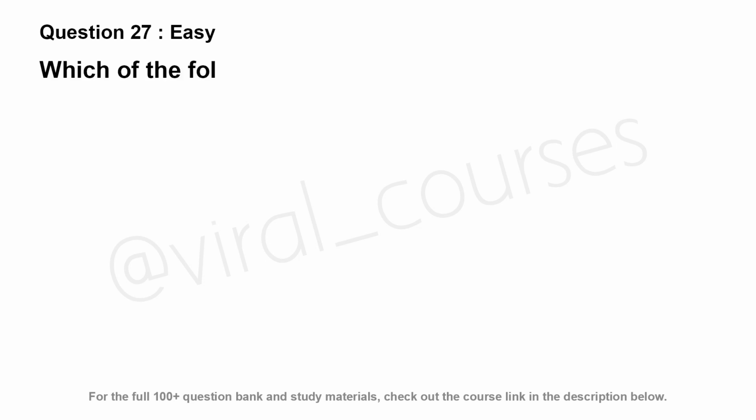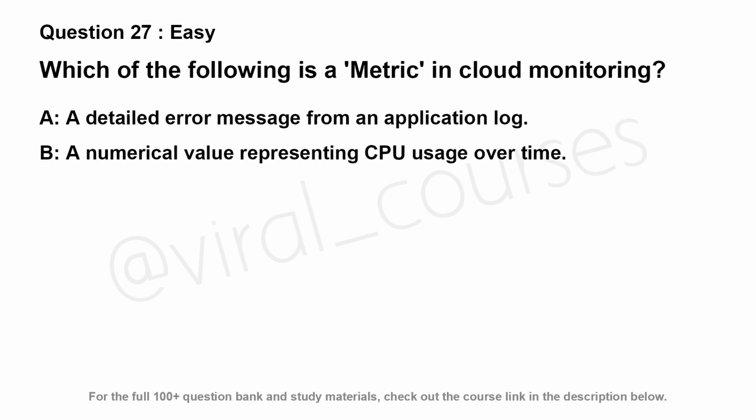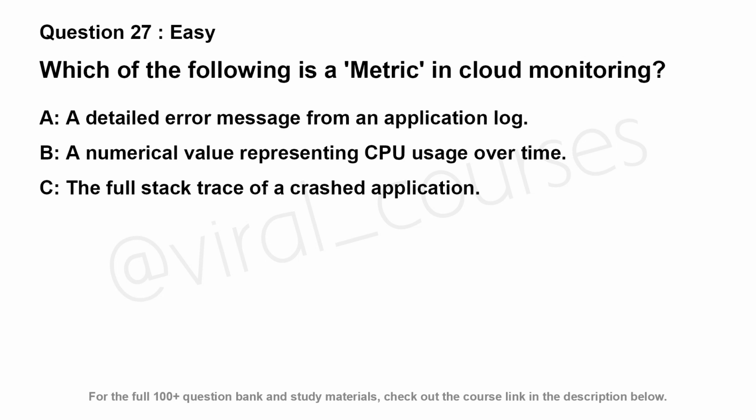Which of the following is a metric in cloud monitoring? Option A, a detailed error message from an application log. Option B, a numerical value representing CPU usage over time. Option C, the full stack trace of a crashed application. Option D, a list of users who logged in last week.